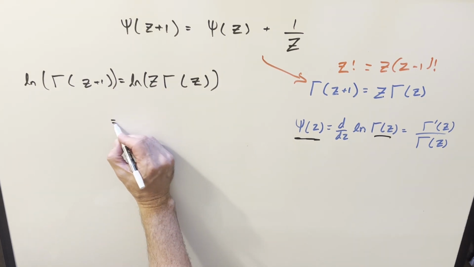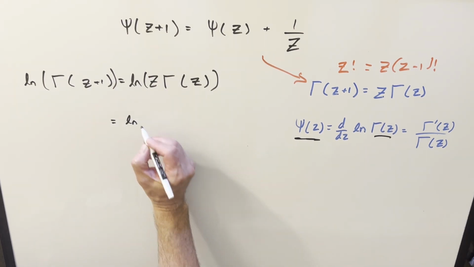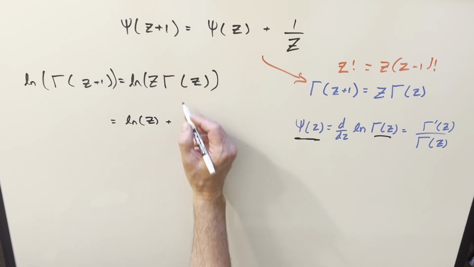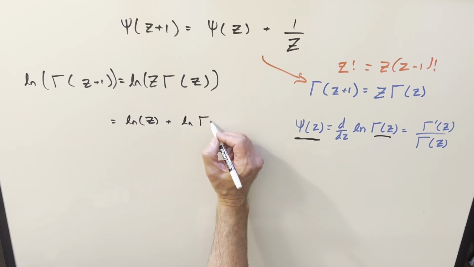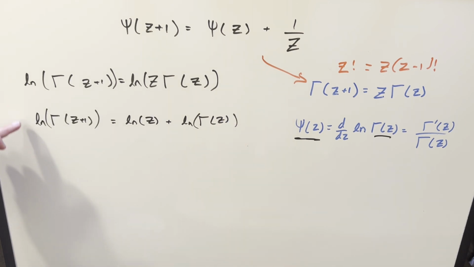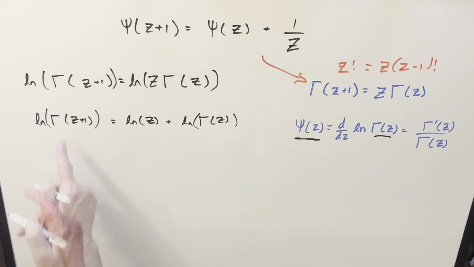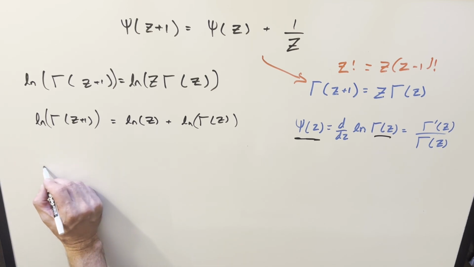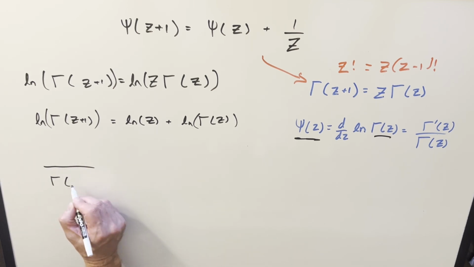Then on the right side, by property of logarithms, I can break this up and turn this into an addition. So I can write this as natural log of z plus natural log of gamma z. Then all I want to do with this equation is just differentiate on both sides. So starting on the left, we differentiate natural log of this. We're going to get 1 over gamma z plus 1.